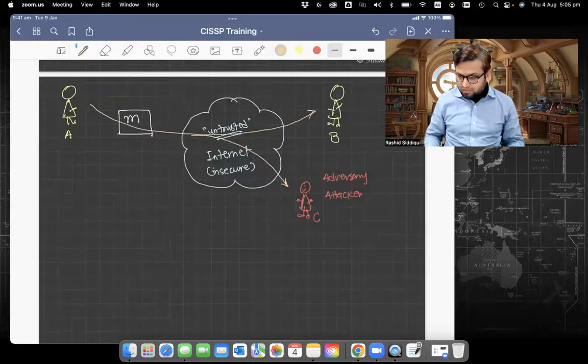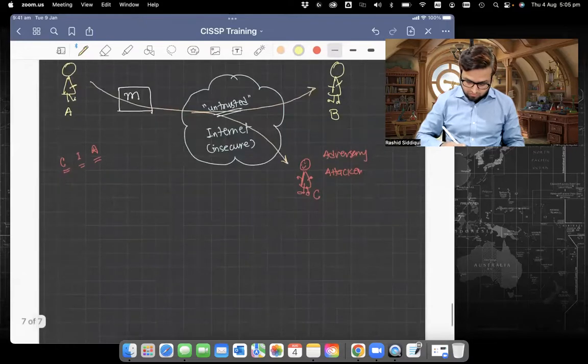So if C gets this message and reads the message content, what has happened? We always think in terms of CIA: confidentiality, integrity, availability. The whole objective of this video is to see these terms in action. So if C reads this message, what has happened? We'll see that out of all these three, the thing which has got impacted is confidentiality.